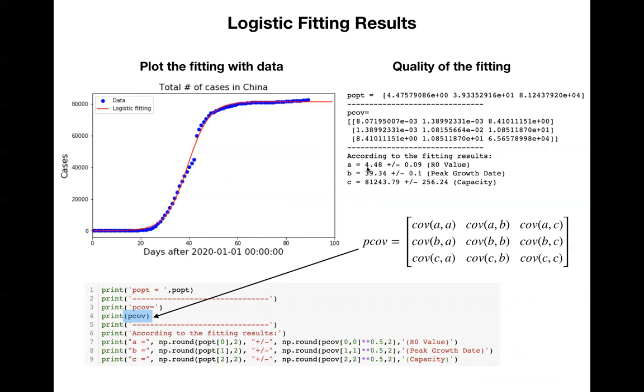A would be 4.48 plus or minus 0.09. It's a very small value compared to that. And B is about 39.34 plus or minus 0.1, so the peak growth is very close to 40. And then the capacity, or C, is 81K plus or minus 256. That's also a very small number compared to this one. So I would say it's a pretty reasonable fitting. And looking at the graph, it does a very nice job here.